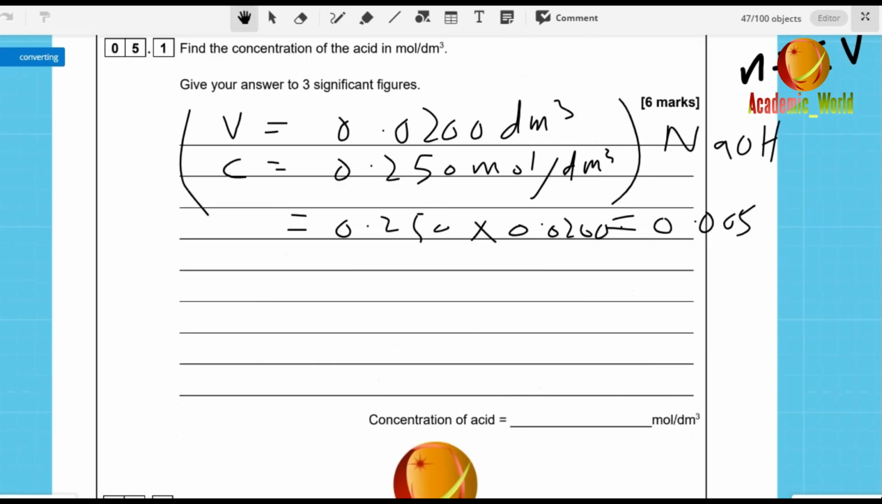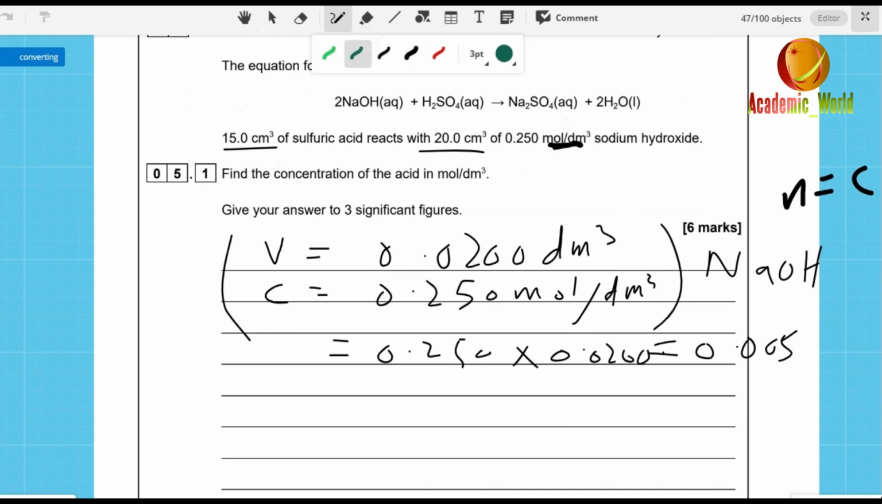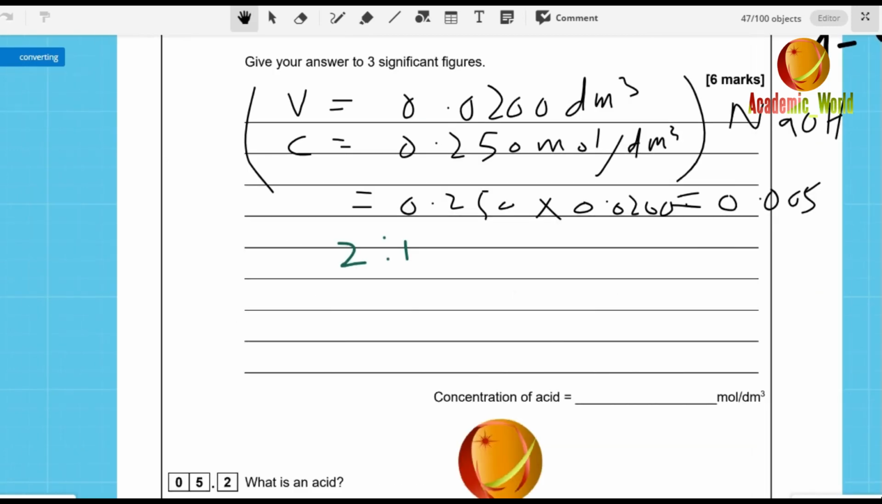And the next one, you need to find their ratio. So you can see here the ratio is 2:1. So it means that 0.005 moles of NaOH reacts with 0.0025 moles of H2SO4. Okay, why? Because you can see here the molar ratio is 2:1.